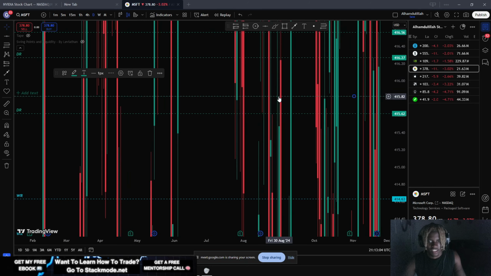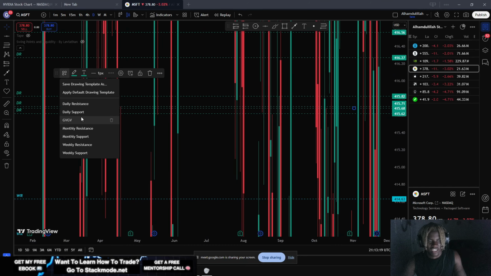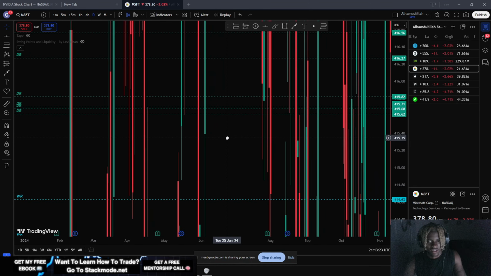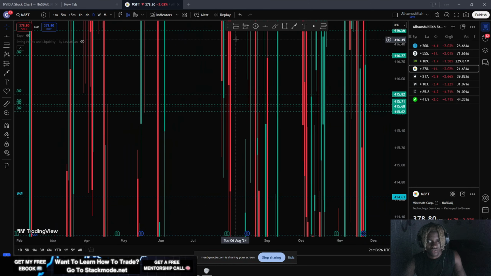Make sure that you're not missing any wicks. More information, the better. And make sure that you are locking them too, just so you don't move anything and accidentally lose money when you don't have to.